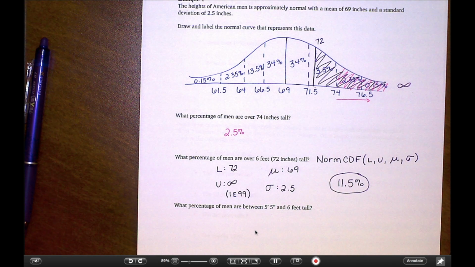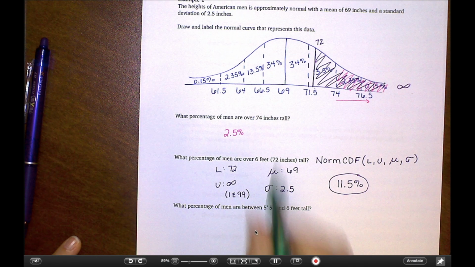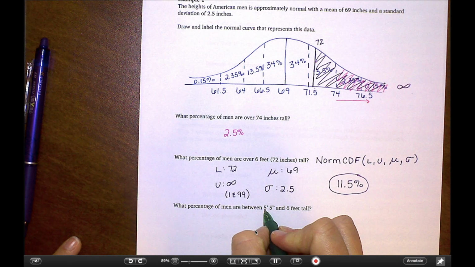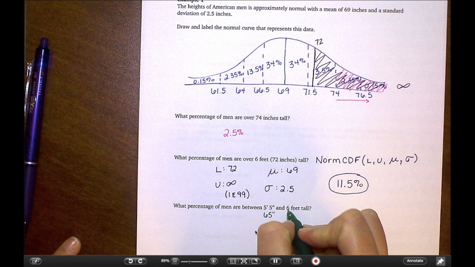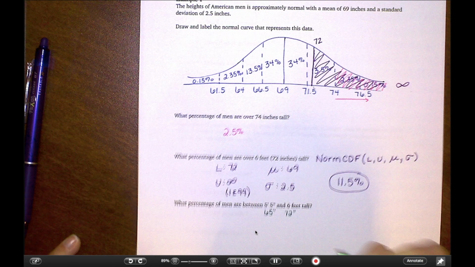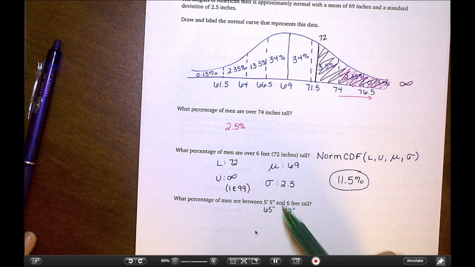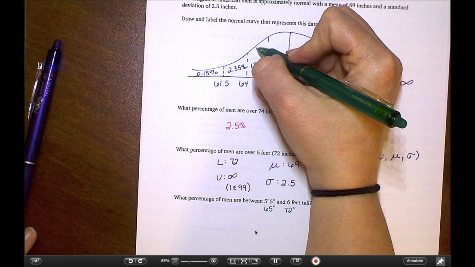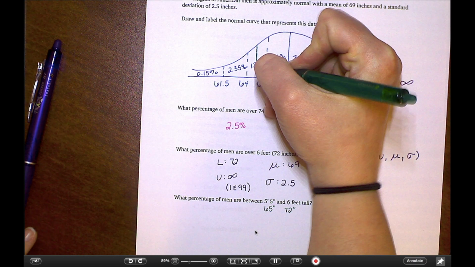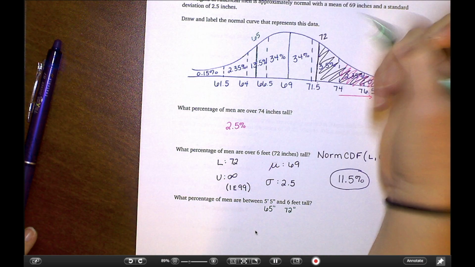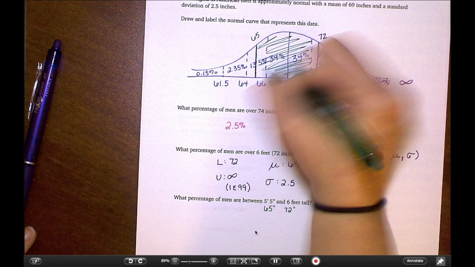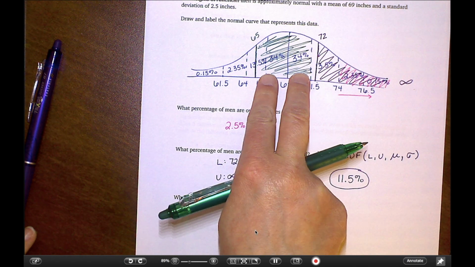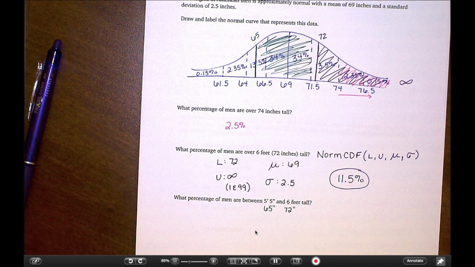Next one wants to know what percentage are between 5'5" and 6 feet tall. I'm going to convert these all to inches because I'm going to need inches to work with up here. So 5 feet is 60 inches plus 5, so this is 65 inches. And 6 feet tall would be 72 inches. Again, I like to put these on my normal curve just so I can get an idea of what this is going to look like. So 65 is going to be somewhere in here, and 72, we just said, is that purple line. So it's going to be this big bulk. I'm expecting this to be a fairly large number, at least 68%, should be larger than 68% just for reference.